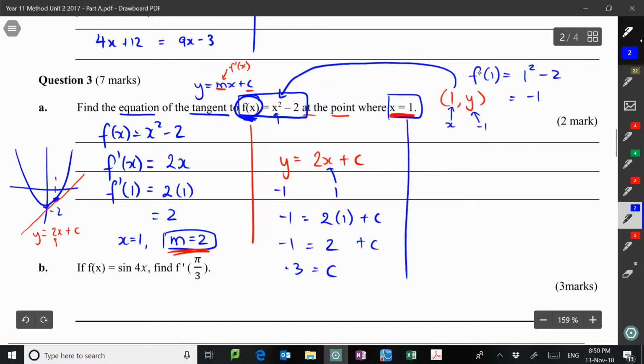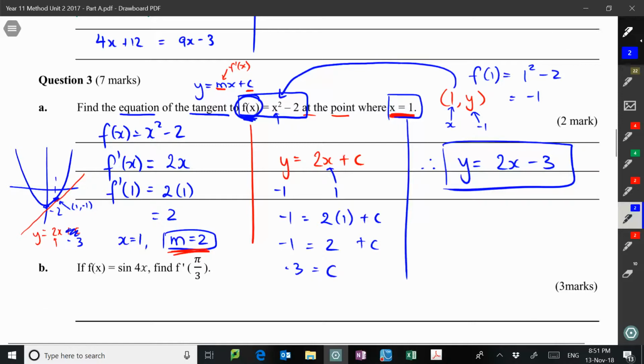And therefore, my answer, y equals 2x minus 3. That is the equation of the tangent line, which means at the point when x is 1, y is negative 1, I've got an equation that I've just figured out, and it's not plus c, it's minus 3. 2x minus 3. Okay, and those are the only two things you have to find.